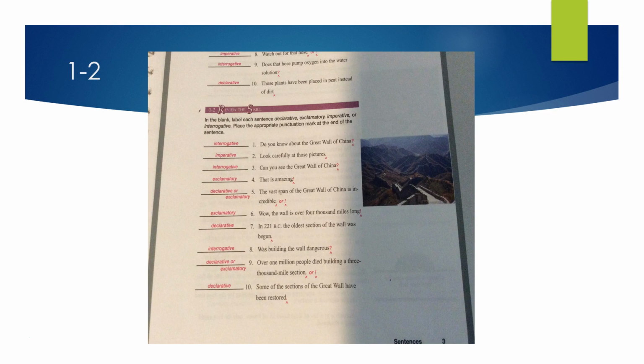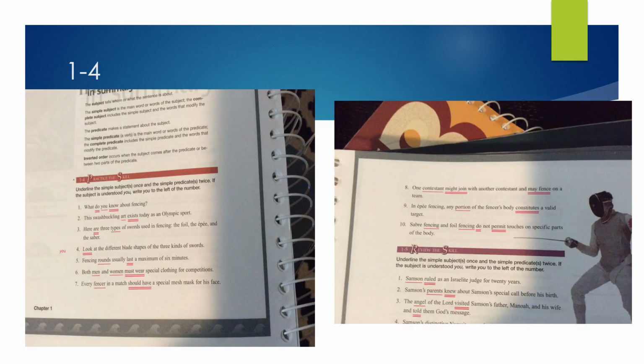Here we go. 1-4, we've got our fencing guy over here on the right. He's a serious guy. You are underlining the simple subject once and the simple predicate twice. Pretty self-explanatory. Just make sure you got those right answers. Check them.